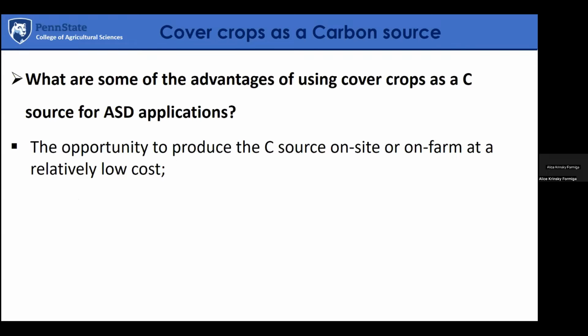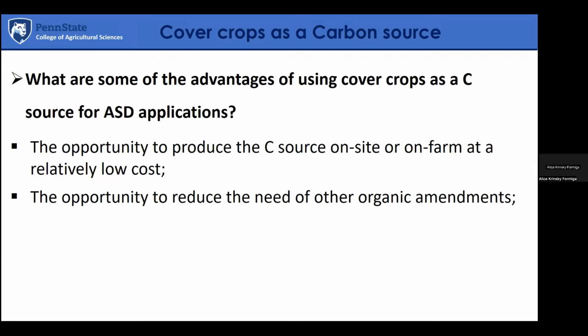The first advantage is the opportunity to produce the carbon source on site, on our farm, at a relatively low cost. And this is important, especially if we are trying to have almost like a closed cycle, where we are not taking much input from outside, and we want to generate the carbon source on our farm.